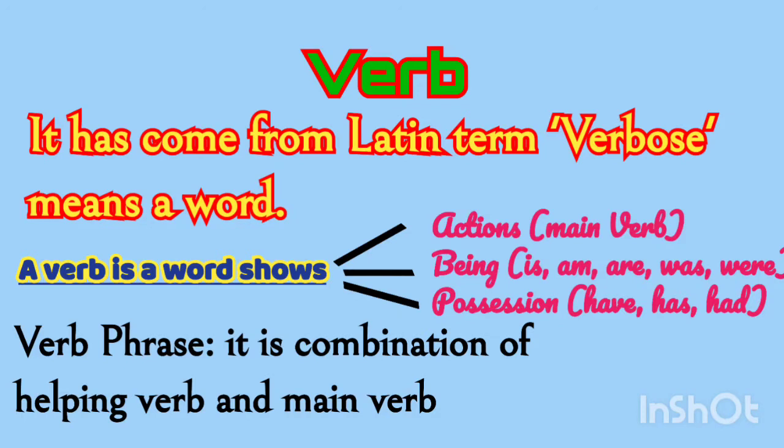Sometimes in sentences we use a verb phrase. A verb phrase is nothing but a combination of a helping verb and a main verb. If there is no helping verb, there will be only a main verb.